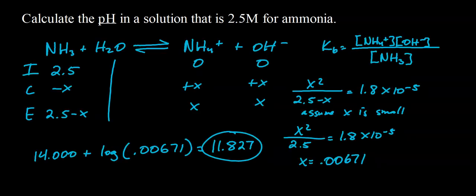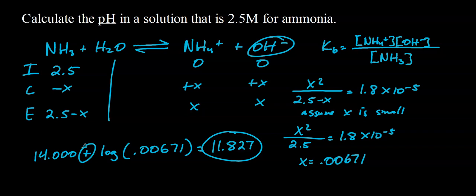Set up an ice table, write our Kb expression, solve for X. X is the concentration of hydroxide. So if we negative log that, we're going to get the pOH. So I kind of combined that into two steps. So 14 minus the negative log of the OH minus concentration. So minus and minus becomes a plus. So that's why this is plus here. You can do minus and minus if you want. And we end up with 11.827. I'm good with 11.83 if you want. So either the correct number of significant figures, or we can do two decimal places.